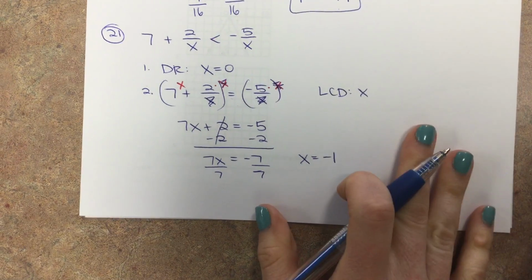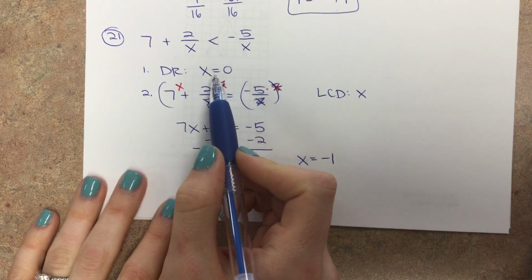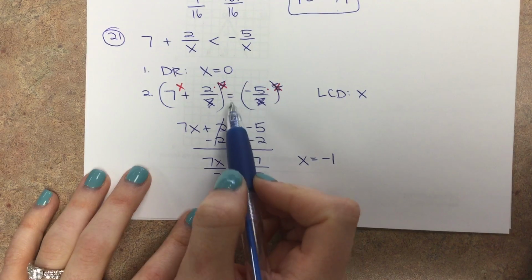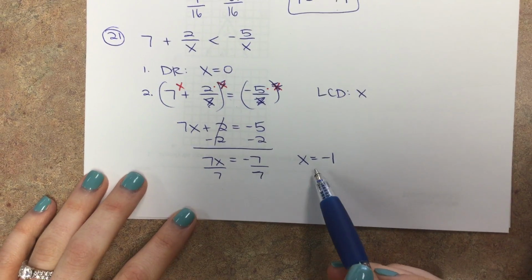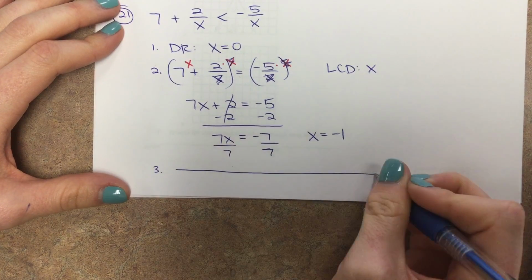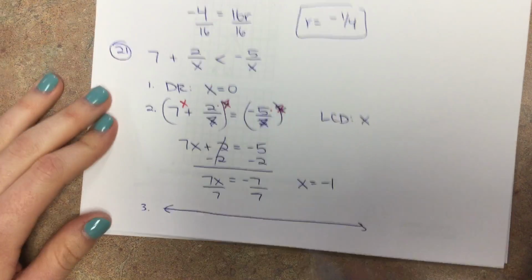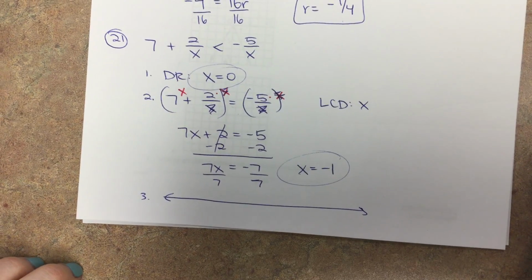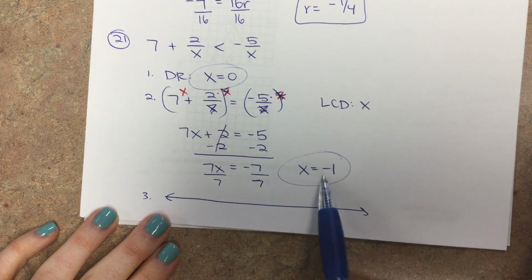Okay, let's run through the steps again. Step 1, domain restrictions. Are you okay with that step? Okay, step 2, turn the inequality into an equal sign and solve the equation. Are you okay with that step? Okay, step 3 and 4 kind of go together. Step 3 says to take a number line and put anything that step 1 gave you and anything that step 2 gave you on that number line.